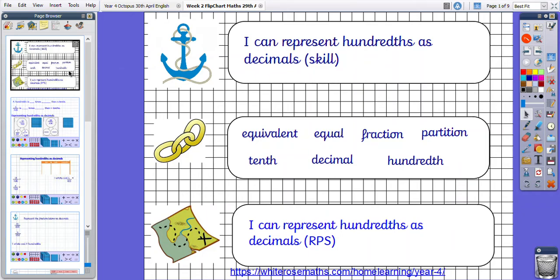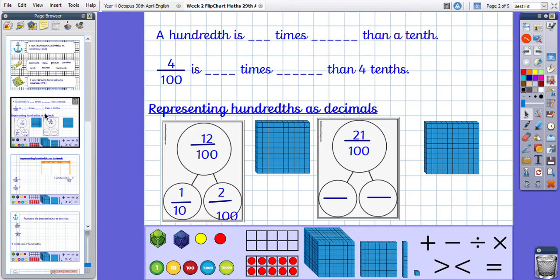Good morning, Octopus. Your maths today, you are representing hundredths as decimals, reasoning and problem solving, and we are checking our skill as our anchor task. So as a quick recap, fill in the gaps in the sentences at the top of the page. Pause the video, write those into your books and fill in the gaps.